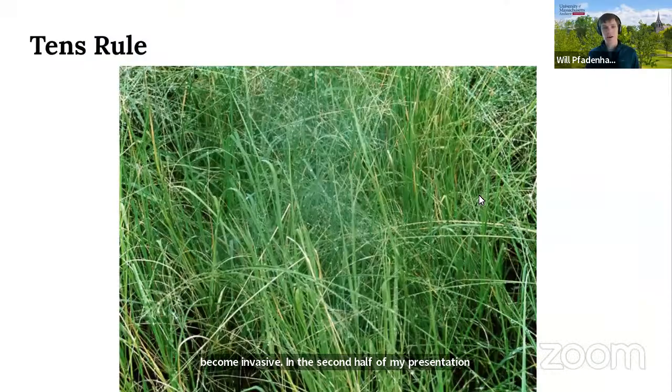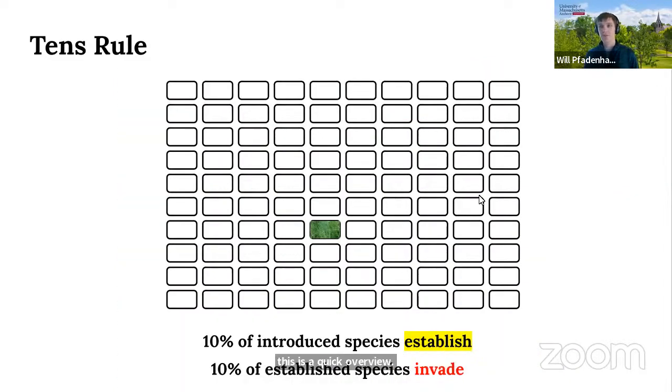One of the big hypotheses in invasion ecology about how many species will invade is called the tens rule. If you're not familiar with the tens rule, this is a quick overview. If we have any number of species that are introduced to a new environment, in this example, we'll say 100 species, the tens rule would say that 10% of those species are going to establish.